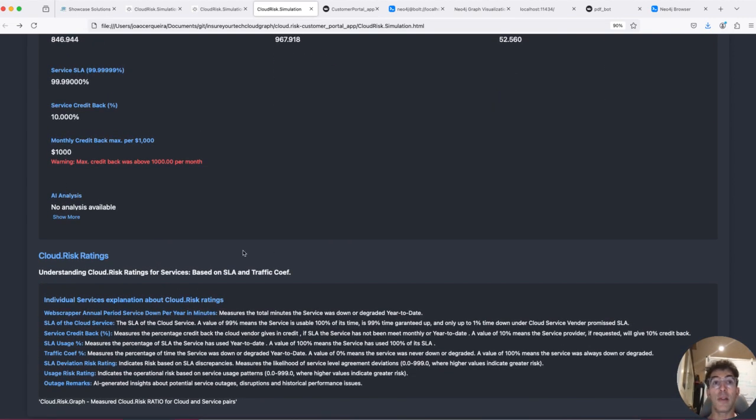There's an explanation here of what the cloud risk ratings mean, what a service SLA is, what a service credit back is as a compensation mechanism for not meeting the corresponding SLAs, and then the corresponding metrics and ratios that here at FuelBigData we calculate with our product, InsureYourTech.Cloud.